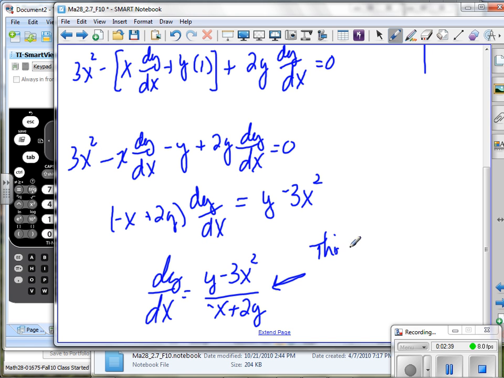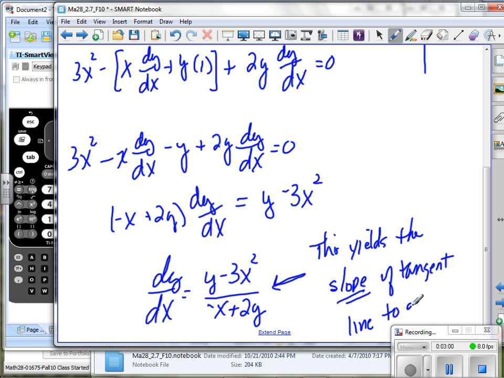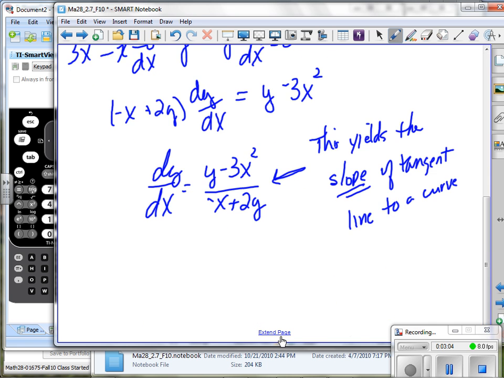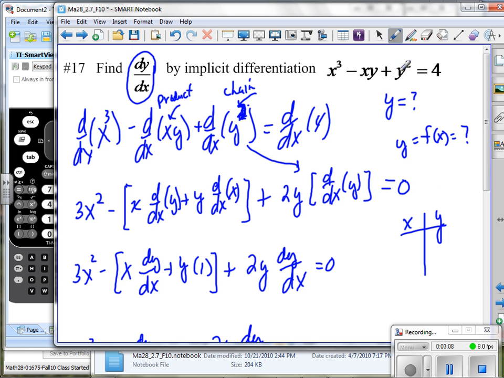Okay, this gives the what? The slope. Hang on, so I'm going to write this out. The slope, that's the most important word. The slope of what? Okay, to a tangent line. We say a line is tangent to a curve. Which curve? Whatever the original is.